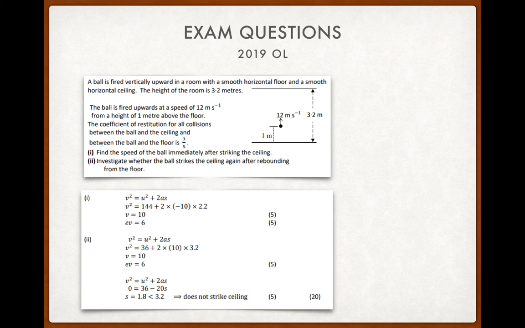The method that's used in this particular marking scheme is they've tried to identify how far the object travels before it stops. So they said the final velocity is 0, initial velocity is 6, acceleration is minus 9.8, or minus 10 in this case, and then they calculate a displacement value. If that displacement value is equal to 3.2 or greater than 3.2, it strikes the ceiling. If it's less than 3.2, it doesn't strike the ceiling. And we can see from the conclusion, it does not strike the ceiling.